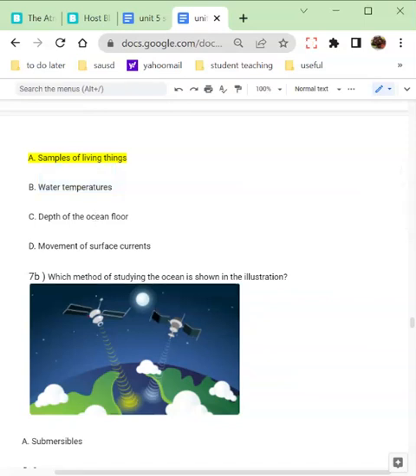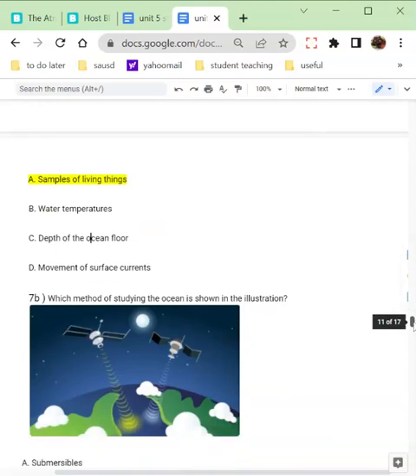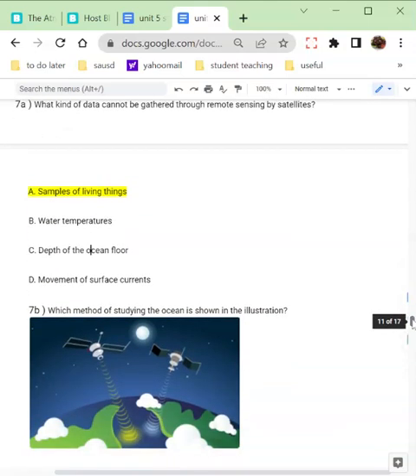And the remote sensing satellites can also measure the depth of the ocean floor, like how deep it is.